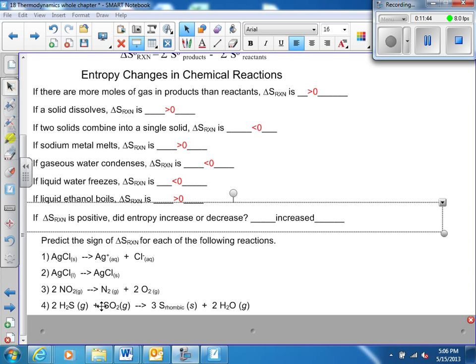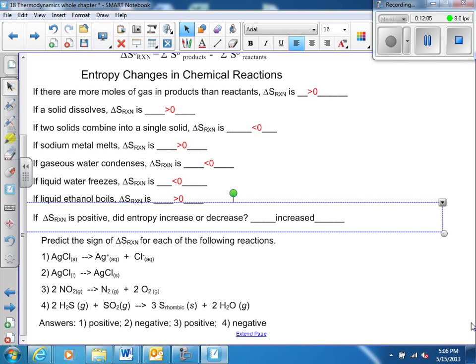2 moles of gas going to 3 moles of gas. Now we're going to ignore the solid here because the solid has less entropy than a gas, so it doesn't matter that there's 3 moles. You only count moles of gas. 3 moles of gas going to 2 moles of gas. 2 moles of gas has less entropy. Entropy decreased. Delta S is negative. Here's your answers.